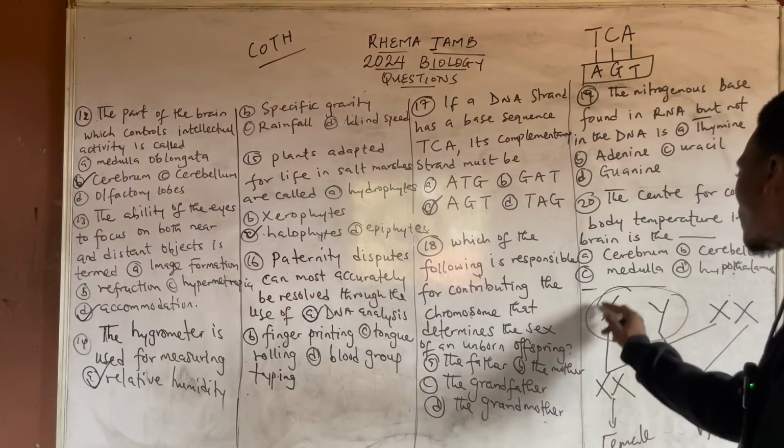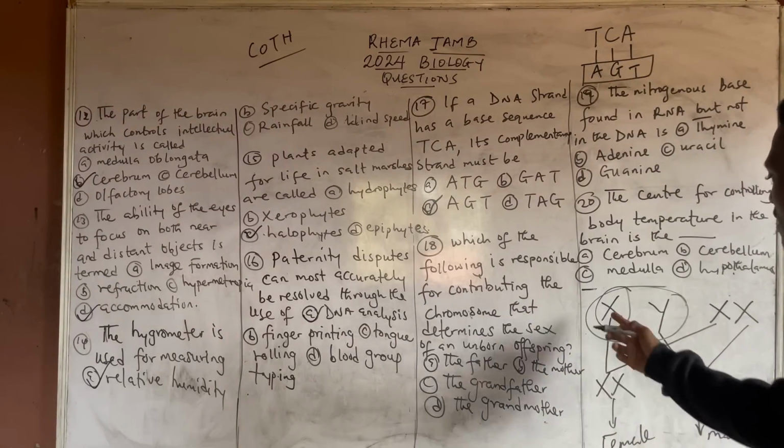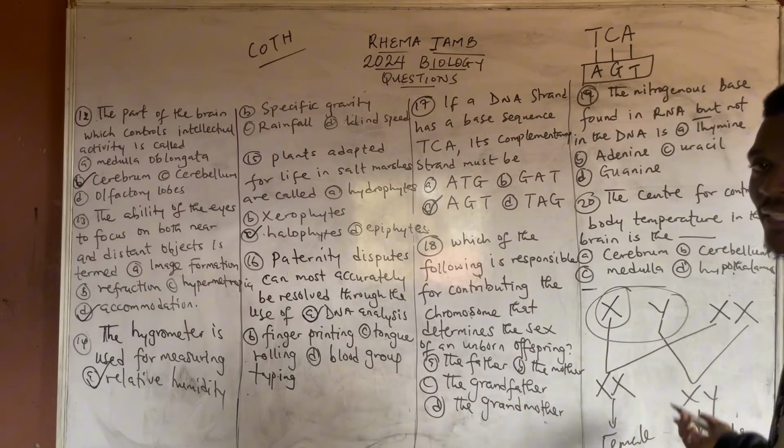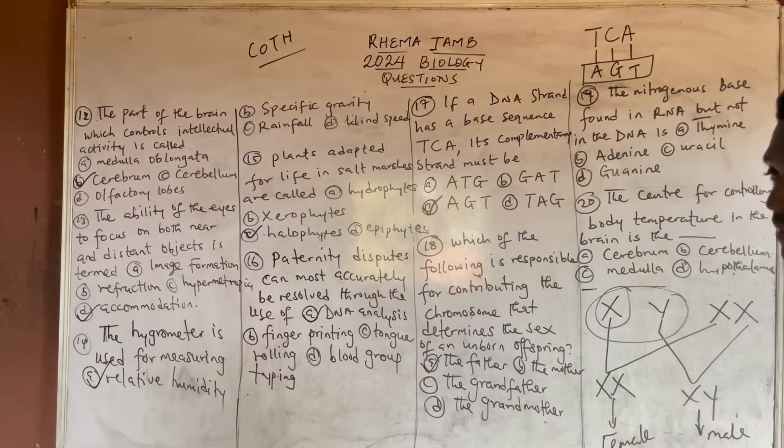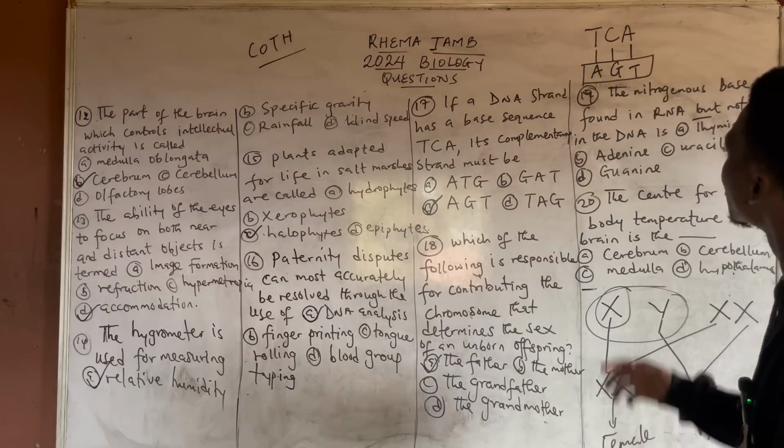So it means that when this X gametic sperm fertilizes the X gametic egg, it gives XX offspring. But when the Y fertilizes the X, it gives what? XY. And one thing that you need to know, XX offspring is a female offspring, while XY offspring is what? A male offspring. So it is dependent on the father. It is only what fertilizes the egg that matters. If it is the X, it should be female. If it is Y, it is what? The male. So it is the father that determines the sex of a baby. All right? So that's that about that.